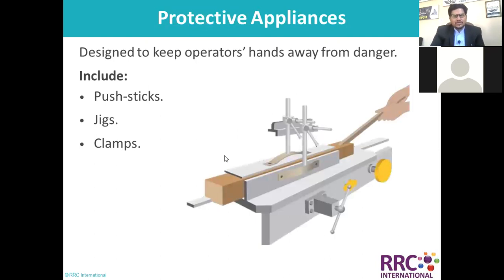Now, let's talk about protective appliances, which are designed to keep operators' hands away from the danger, like push sticks, jigs or clamps. We can add them so there isn't any possibility, and we can avoid hand injuries basically. That is why protective appliances like push sticks, jigs, and clamps can be used instead of touching with the hand.